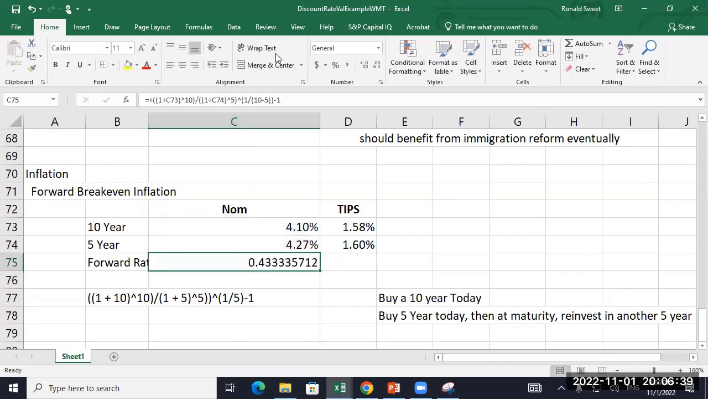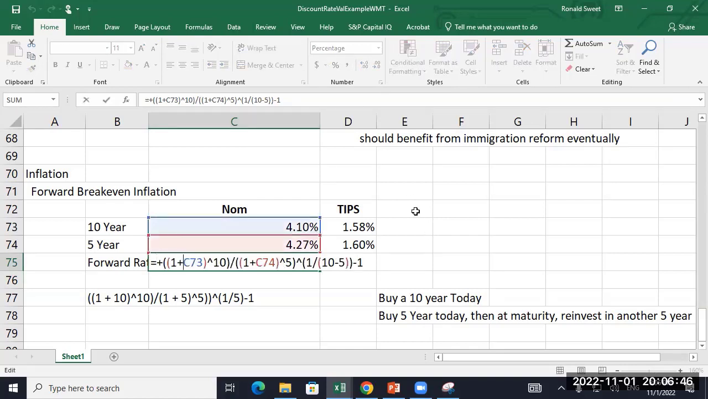Wait, why is it higher? Did I do it wrong? Let's try it. I did something wrong. So it's probably a parentheses problem. Dot raised to the 10th. Raised to... no, that's right. 10 minus 5. 1 plus the 10 year raised to the 10th.